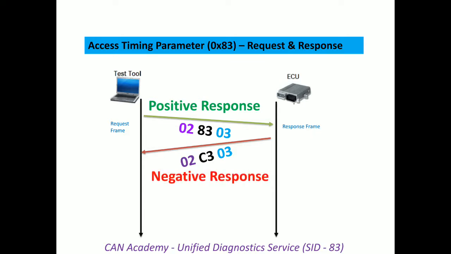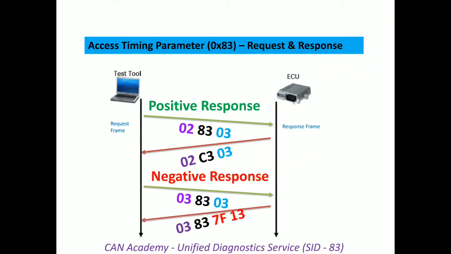Here is the negative response, for which we give the length as 03, the service ID is 83, and 03 is the subfunction again. For this we would get the negative response, that is 03, 7F is the negative response, 83 is the service ID, and 13 is the response code.